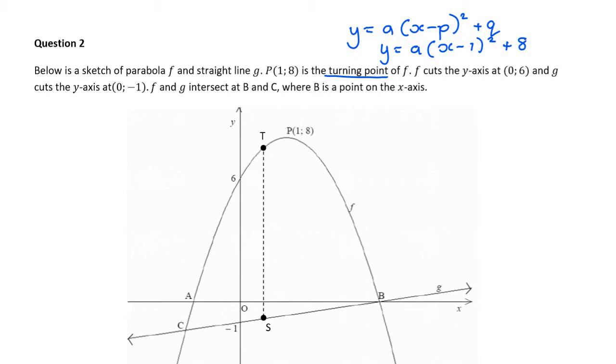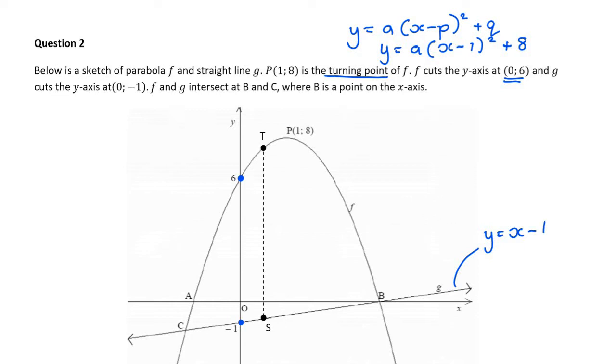Then it says f cuts the y-axis at (0, 6). That's perfect, because now I have a point on my graph. So it's very possible for me to immediately find that equation by solving for a and subbing in this point (0, 6). So f cuts the y-axis at (0, 6), and g cuts the y-axis at (0, negative 1). That's labeled on the graph, which means I immediately know that this is y equals x minus 1.